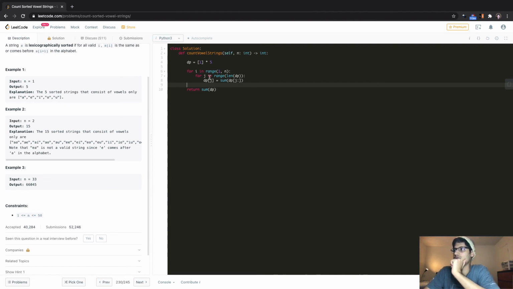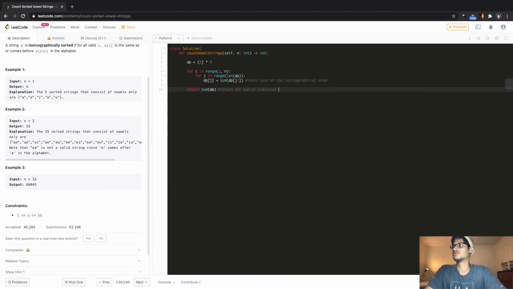We have n iterations, and for each one of them, which is dependent upon its prior values, a through u, this takes care of the lexicographical order and returns the sum of instances of all characters with length n. And that should be it.